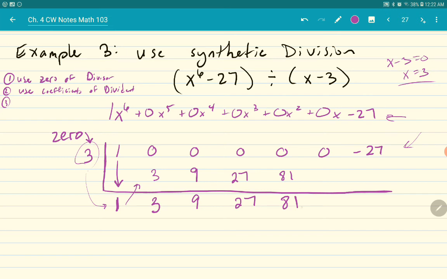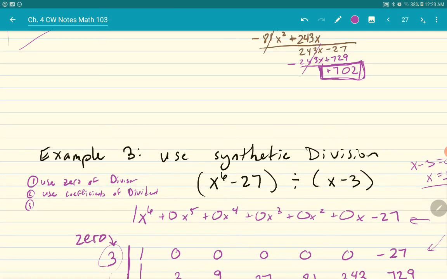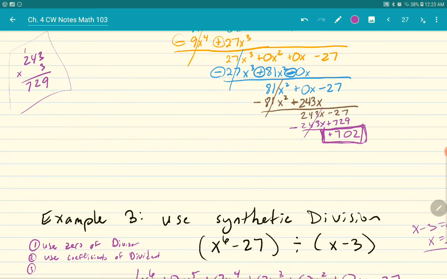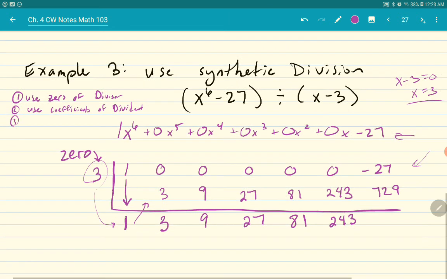And then 3 times 81 gives me 243. Then 0 plus 243 gives me 243. And then 3 times 243, that gave us 729. We found that out when we did the side work over here somewhere. Let me just double check that. Yep, see? 243 times 3 gives me 729. And then I add. So I get 702.